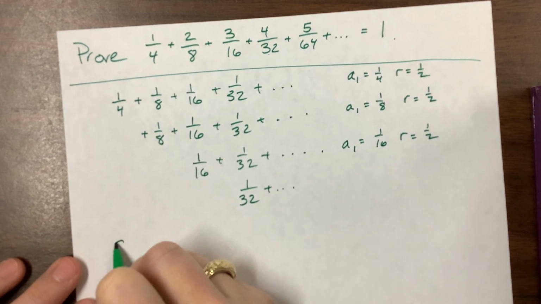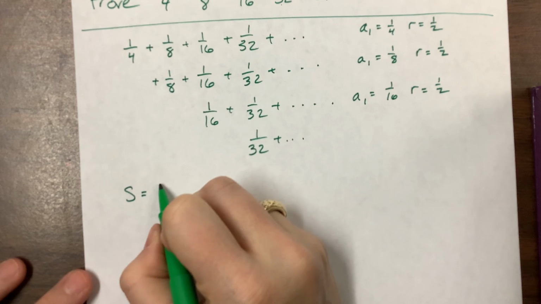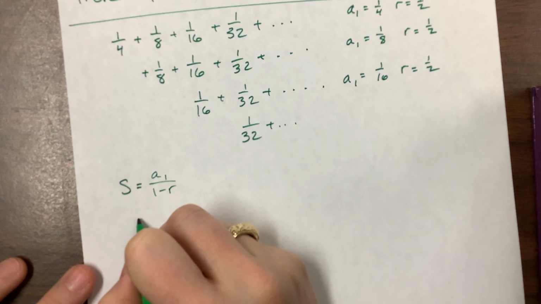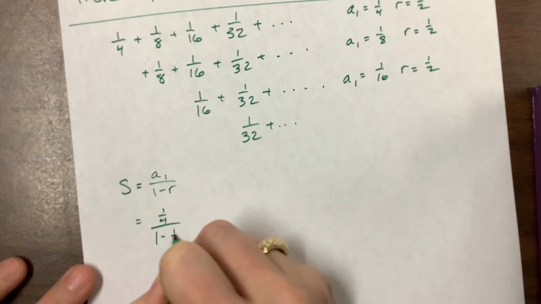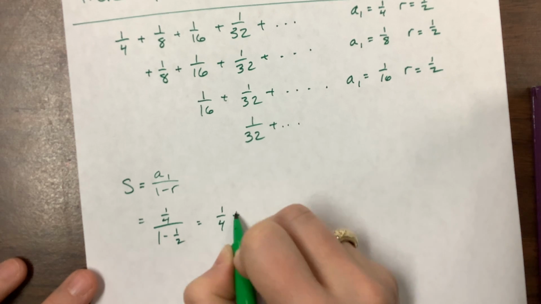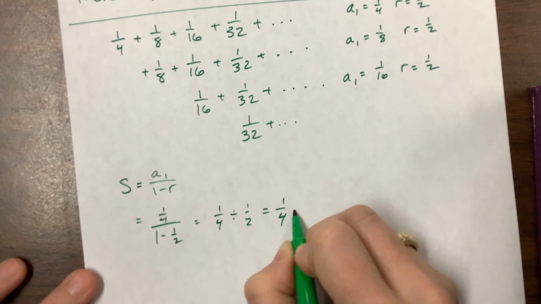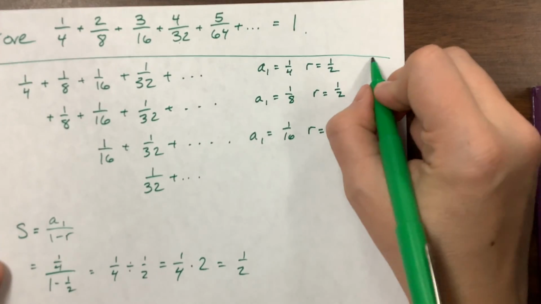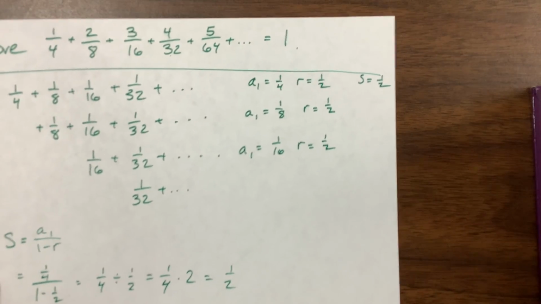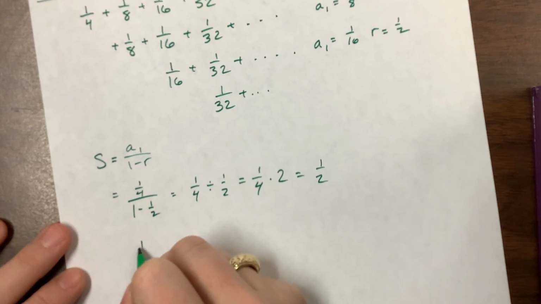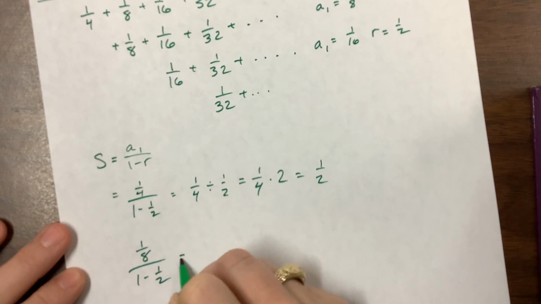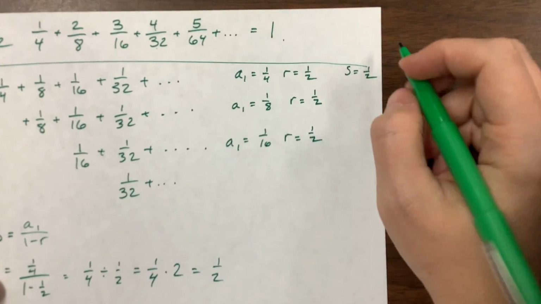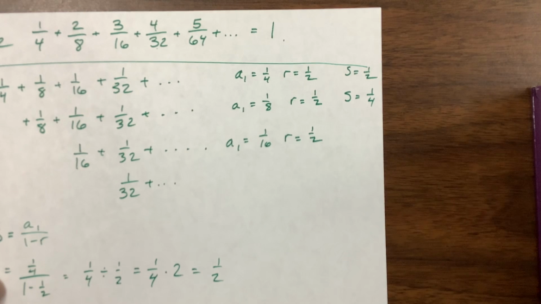Okay, so if I want to find the sum of an infinite series, it's a sub 1 over 1 minus r. So that first one was 1/4 divided by 1 minus 1/2. If I have 1/4 divided by 1/2, I don't need to write all of this out for you, but that's equal to 1/2. So this first one had a sum of 1/2, an infinite sum. The next one, I said, okay, well, what's 1/8 divided by 1 minus 1/2? 1/8 times 2 is going to be equal to 1/4. So this one right here had a sum of 1/4.